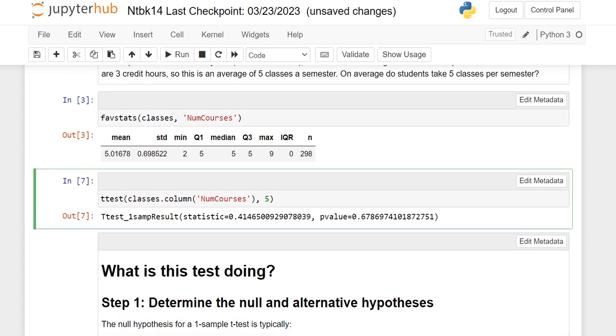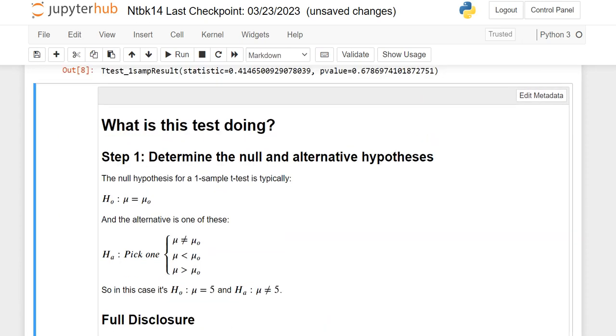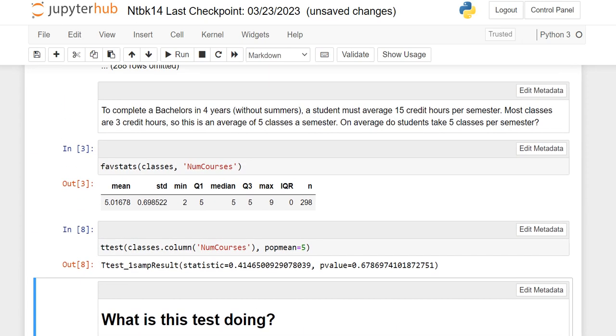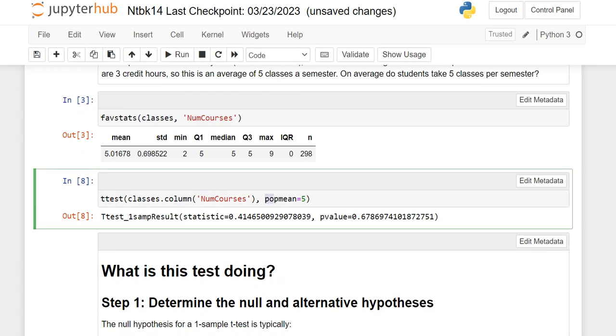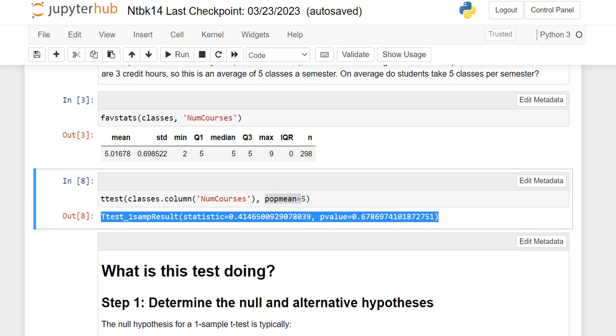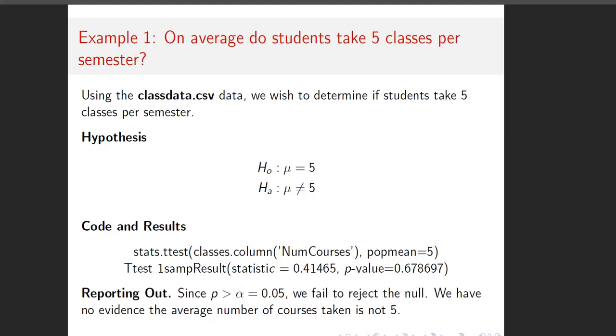Why am I telling you that? Well, it's one of those time savers. It doesn't save a ton of time, but it saves a little bit of time. If I don't put in the pop mean equals, and I just put comma 5, it interprets that to be, oh, that's the null hypothesis number that I need. Okay? And then this is the information that spits out, which you'll notice I have recorded here.